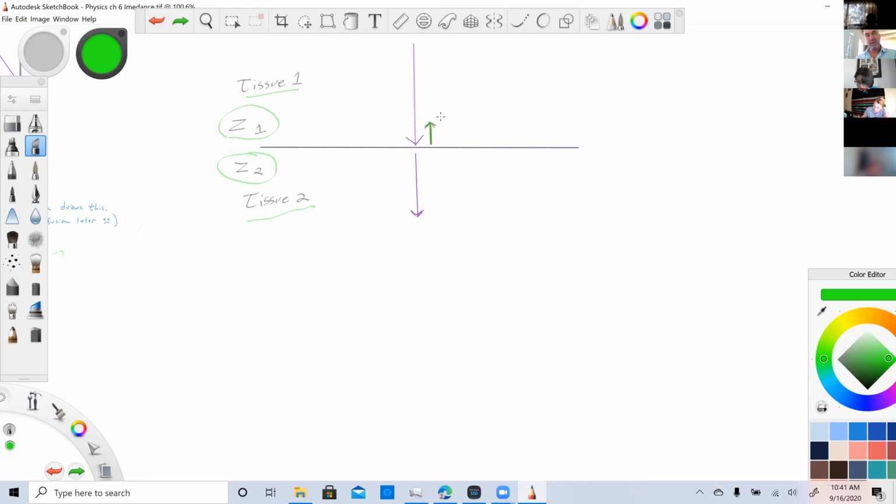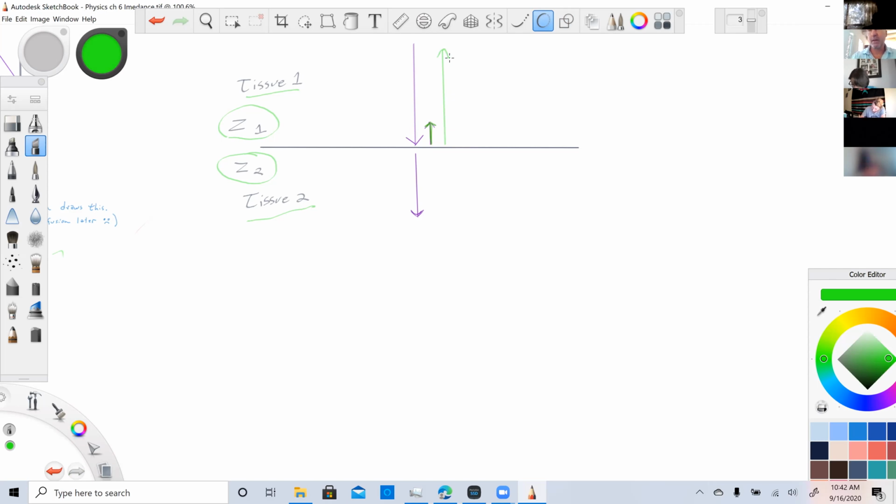If the reflection is small, kind of like what I've drawn here, that means there is a small difference between Z1 and Z2, and that's actually normal in the body. If I drew the reflection to look more like this, that's kind of a visual indication that the reflection is almost as strong as the sound, the initial sound beam. That would be a very large impedance mismatch.